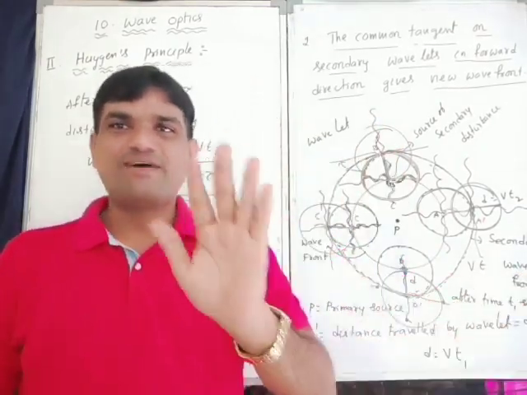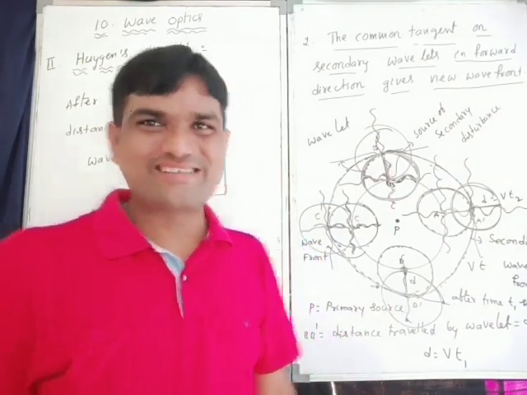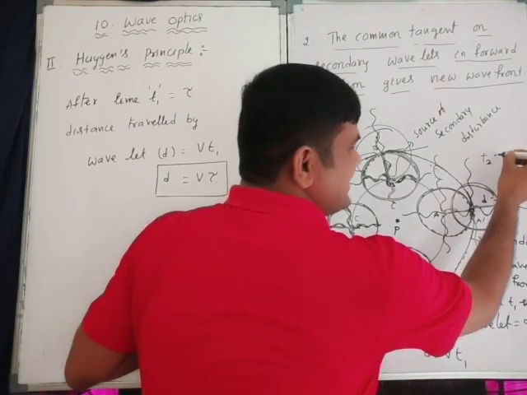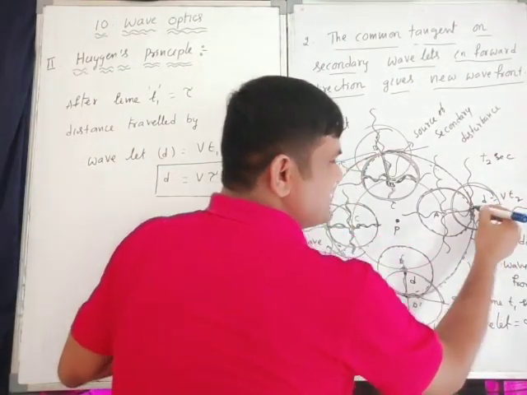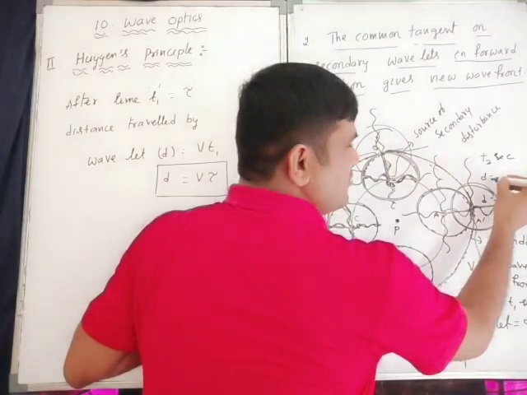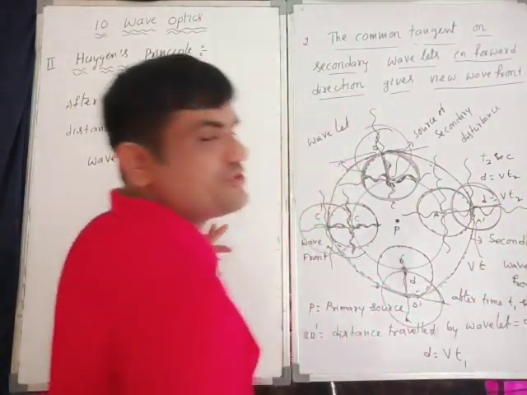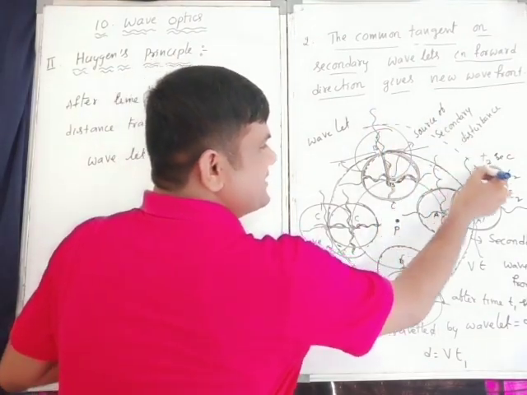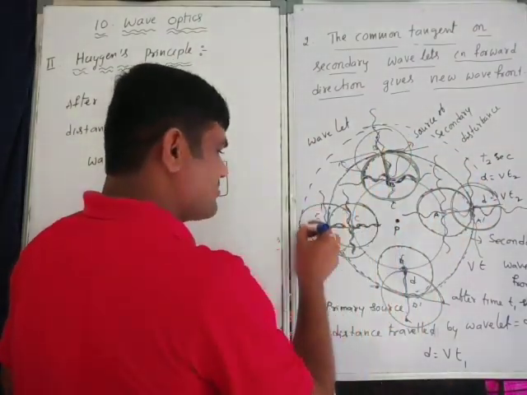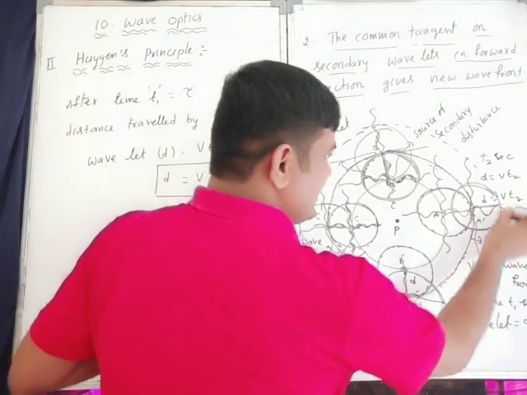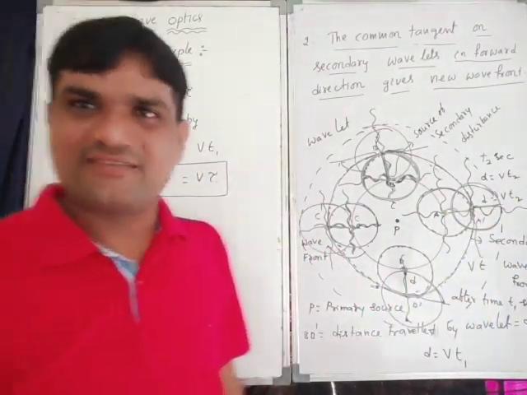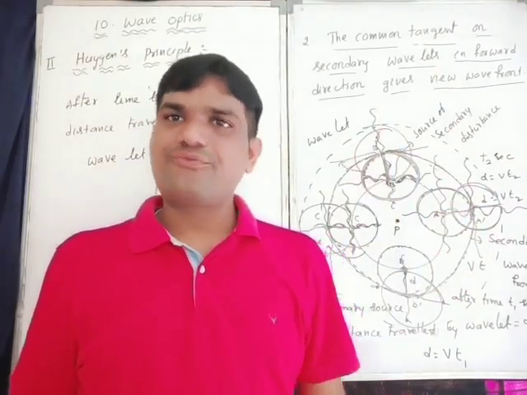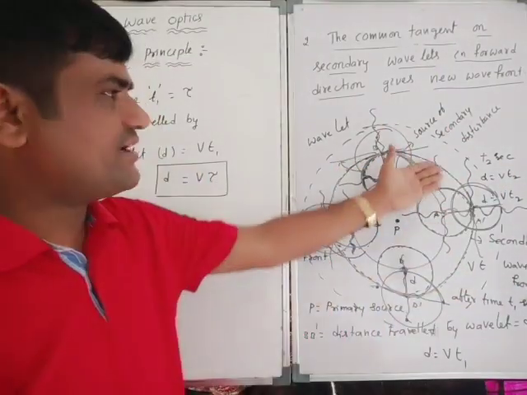Why? Because the medium is the same. So here I get the distance. What distance? After t2 seconds, the distance d is equal to v into t2. Again we can draw a common tangent. This is again a wavefront after t2 seconds. So again one more wavefront.